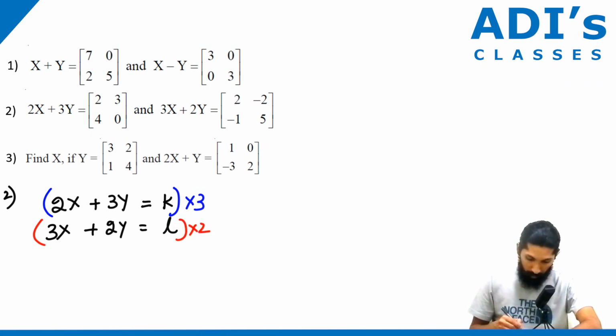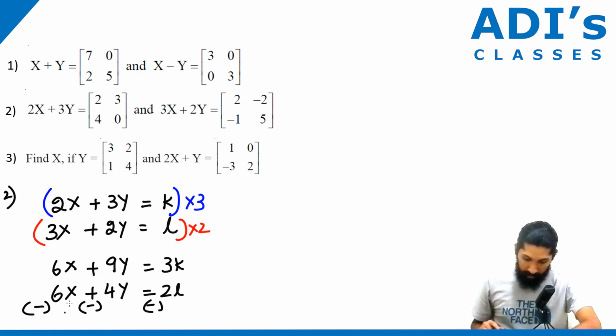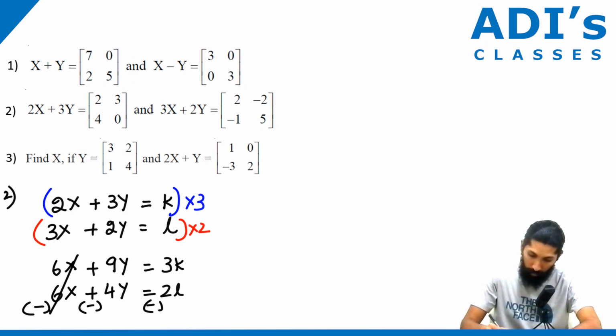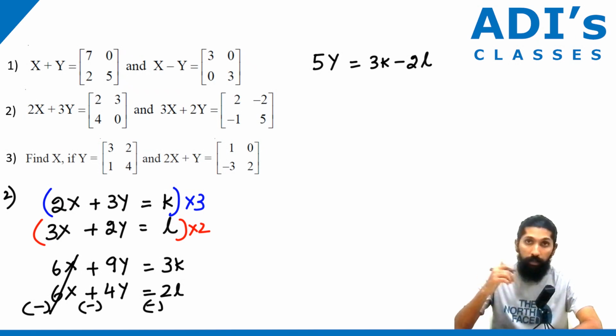So in the first equation you are going to have 6x plus 9y is equal to 3k, then 6x plus 4y is equal to 2l. Now subtract on both the sides. See, if you subtract, 6x and 6x get cancelled. 9 minus 4 is 5. So you are going to get 5y is equal to 3k minus 2l. Now we'll substitute the value of that k and l.